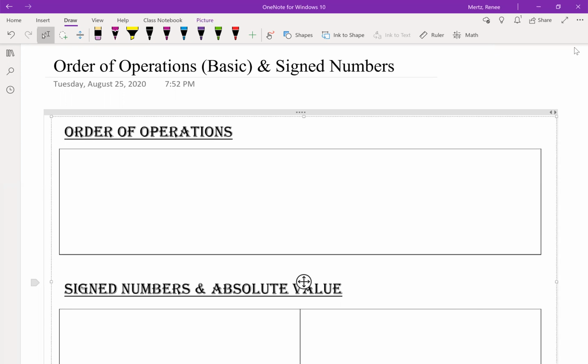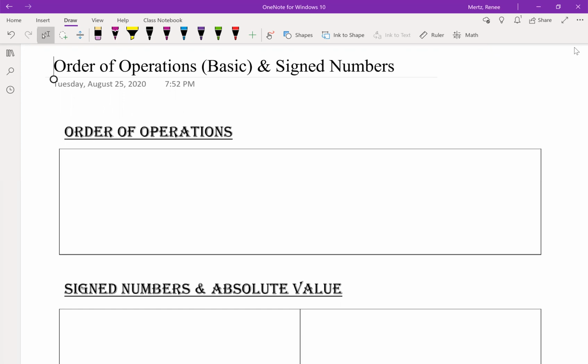All right, so how many steps are there to order of operations? That's just a common question I ask people. How many steps do order of operations have? You might think 6 for PEMDAS, but that's not true. The actual number of steps is 4.